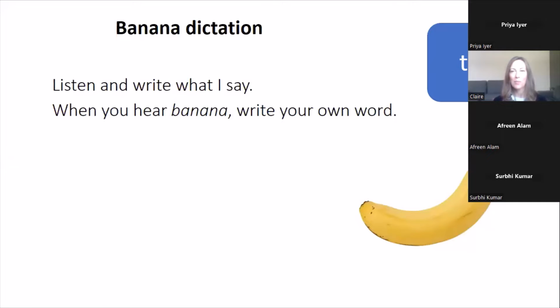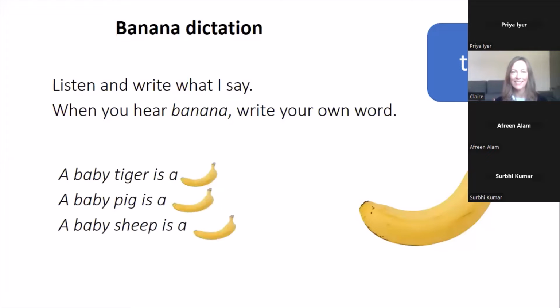Number 3, a baby sheep is a banana. Great. All right, so now in class, after I've done this, I would check what my students have written. So these are the sentences with the banana, and then we would check the missing words. So I think you got these: cub, piglet, and lamb. There you go, not a kid, a baby goat is a kid. All right, there we go.